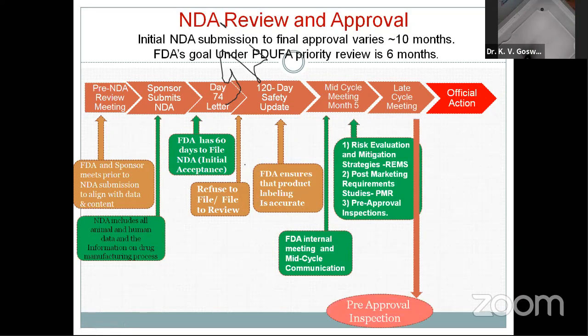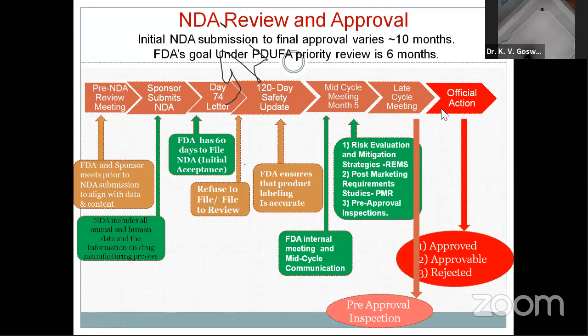So what is this official action? In the late cycle meeting, they could mention that they are intending a pre-approval inspection. It is not required, but they generally share their thoughts on the need for a pre-approval inspection, so that the sponsor is prepared, prepares the clinical sites, and also communicates with the CMOs if somebody else is manufacturing the product for them. And then comes the official action, the big day.